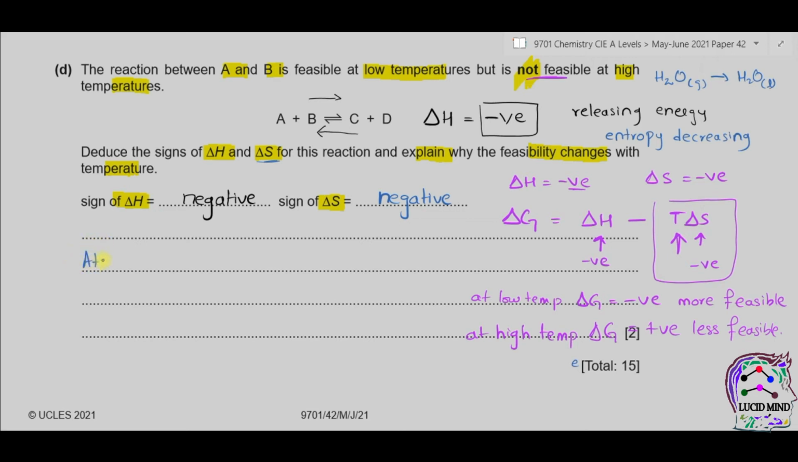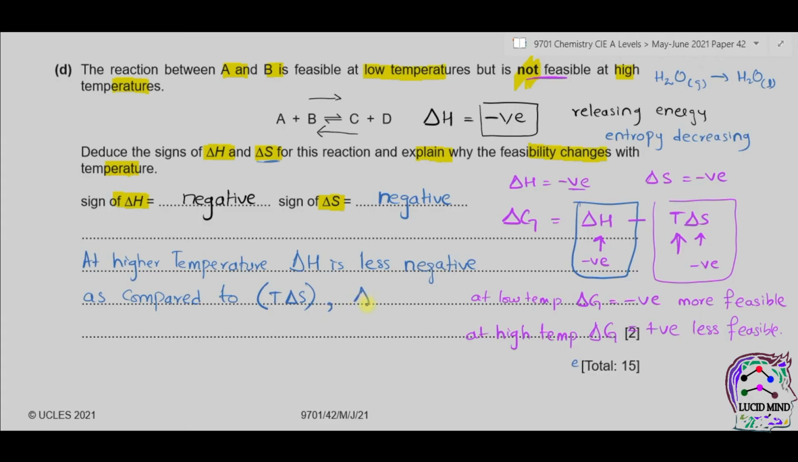So we can say that at higher temperature, delta H is less negative. This one is less negative because we are increasing the temperature, and T delta S will become more negative as compared to it. So when this more negative value is multiplied with minus sign, it will become more positive. So overall delta G will become positive. So when the value of delta G is positive, it means that the reaction is not feasible.